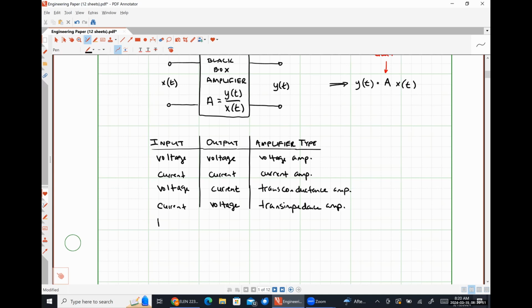And then lastly, if we have power as our input signal and power as our output signal, we have a power amplifier. So, like I said a moment ago, the most common type of amplifier that we are going to see is a voltage amplifier, and perhaps one of the most common voltage amplifiers that was ever developed is the operational amplifier, or the op-amp.